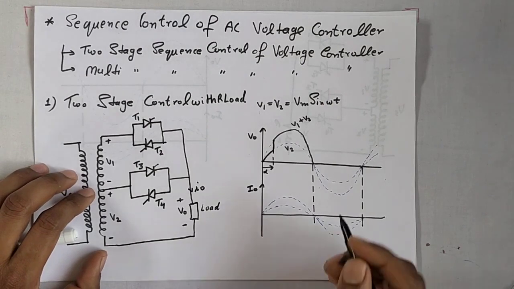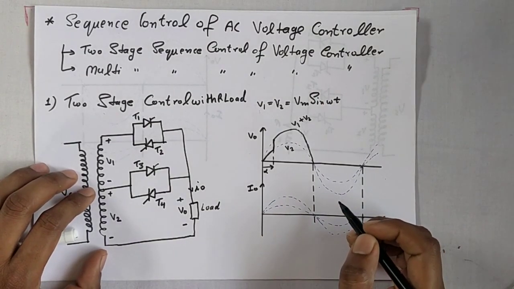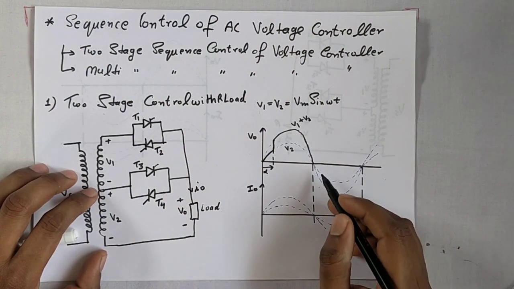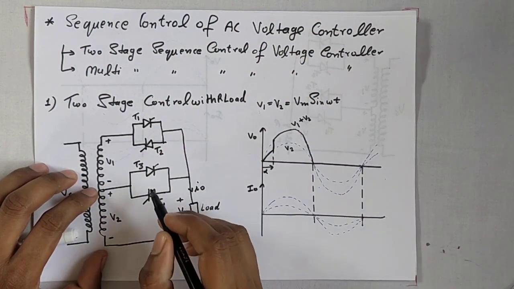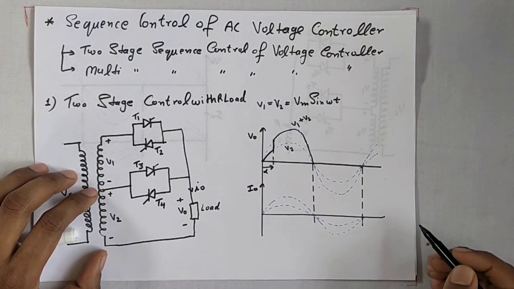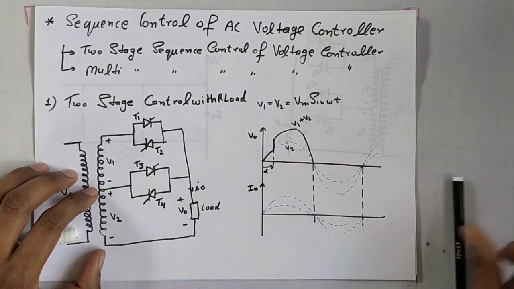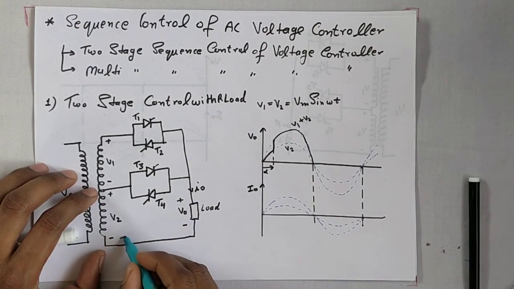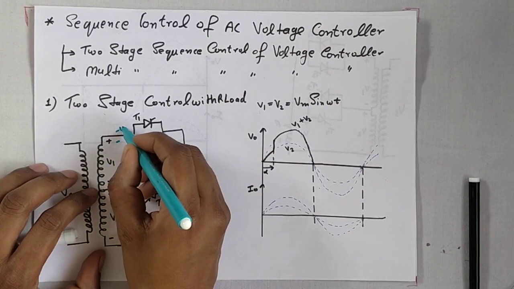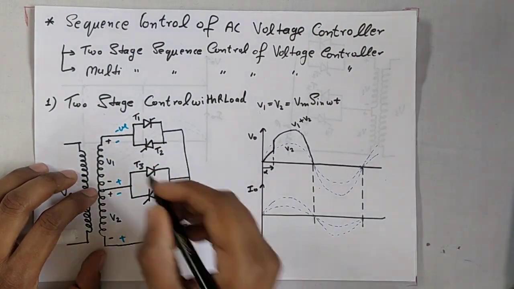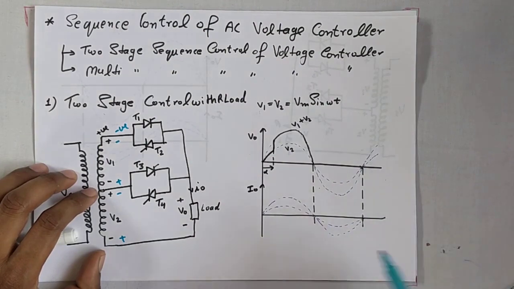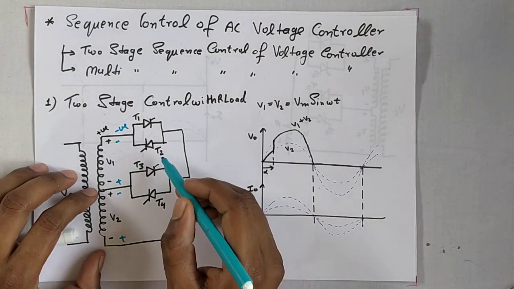Now let's see what happens in the negative cycle. In the negative cycle, at the start no thyristor is turned on. Okay. In the negative cycle, this one is plus, this one is minus, this one is plus, this one is minus. This is the negative cycle. Okay. And this one is for the positive cycle. So for the negative cycle, we can trigger T4 and T2.